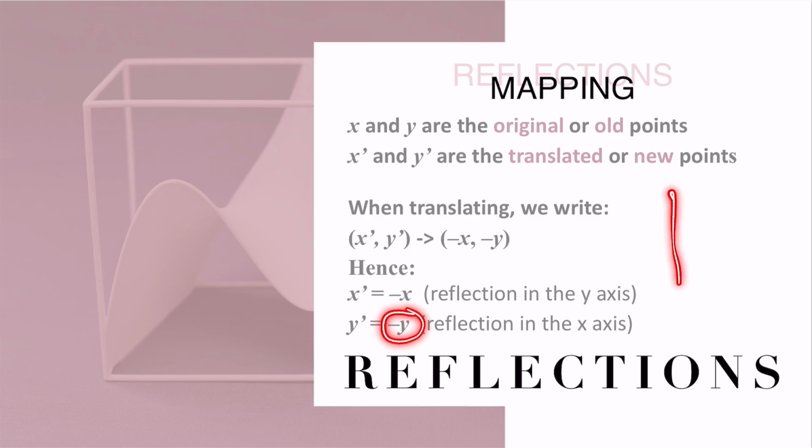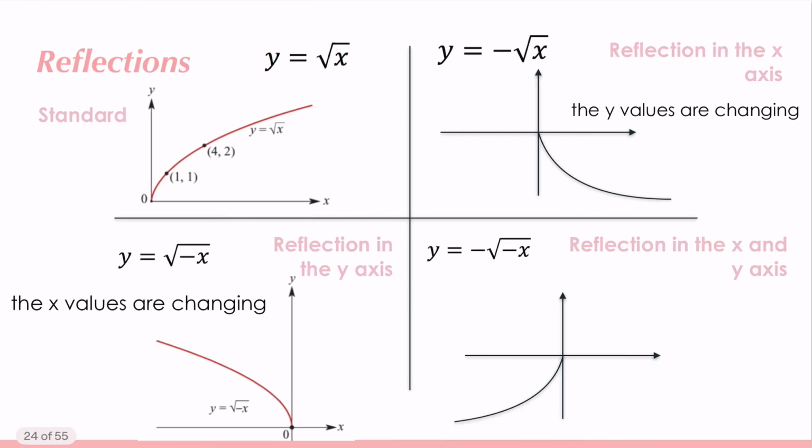If I do a negative y though, means all of our values that were positive now become negative. And so that's what we would call a reflection in the x-axis. We've been doing reflections for a very long time. So now it's just kind of defining it more mathematically.